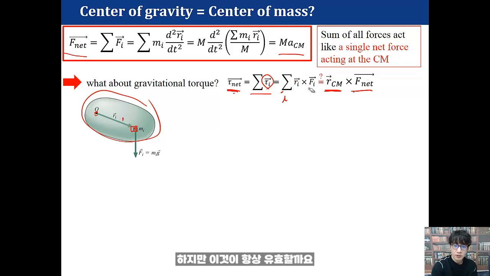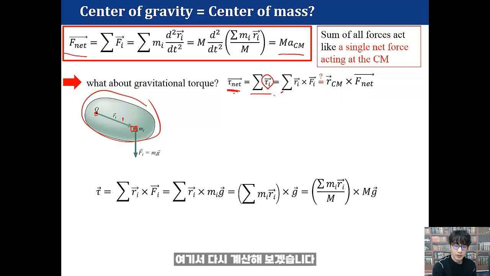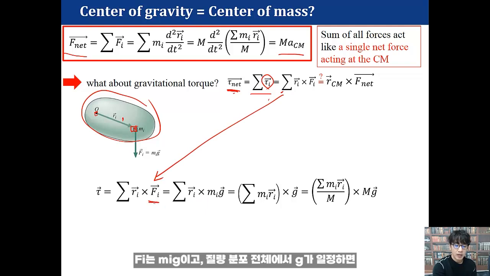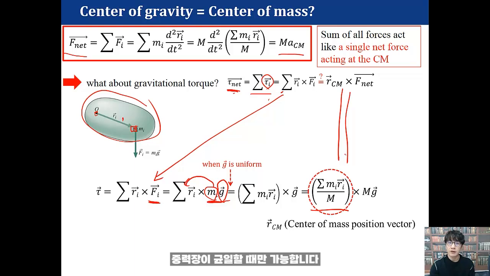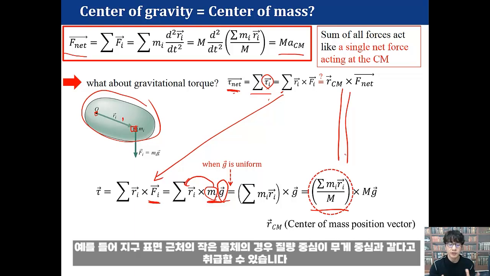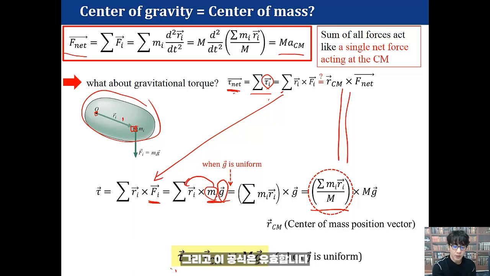But does this always hold? Let's calculate this again here. F_i is m_i g, right? And when g is constant throughout the mass distribution, we can take this out of the sum, only when the gravitational field is uniform. For a small object near the Earth's surface, for example, we can treat the center of mass as equal to the center of gravity. And this equation holds.